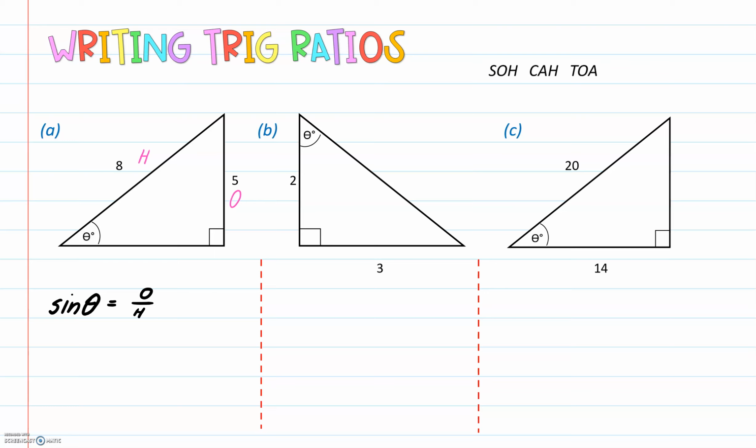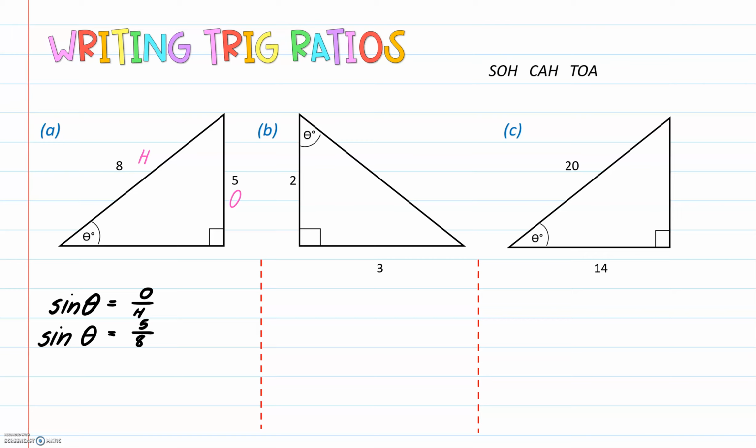That's step 2 done. Step 3 is just to fill in the values that we know. So we don't know theta, so we'll just write sine theta again. Sine theta is equal to, instead of O for opposite, I'm going to write 5 divided by 8 for hypotenuse. So that is the first ratio.